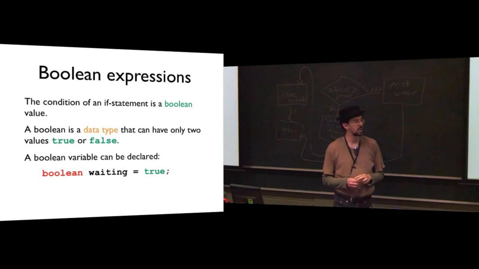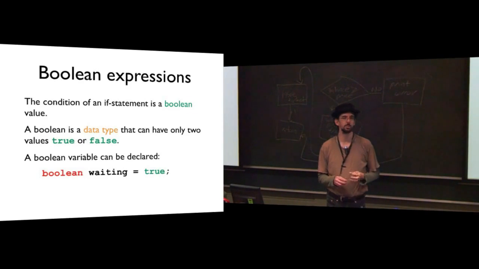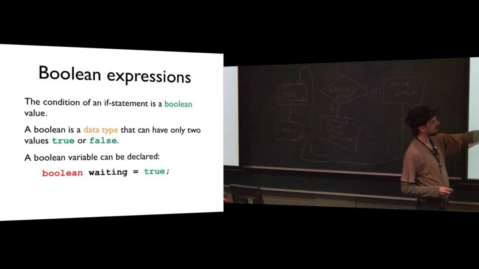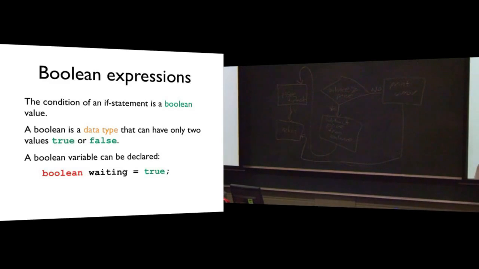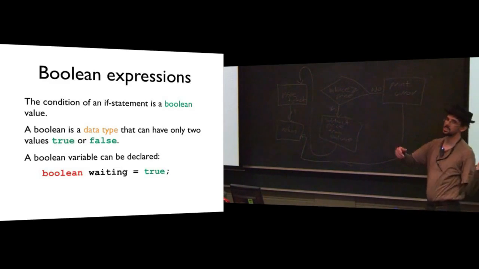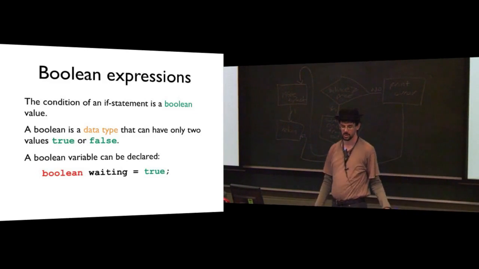And so we can create a Boolean variable in the same way as we can create any other variable, by giving it the type Boolean, a name, and then initializing it. In this case, we initialized it to true. We could just as easily initialize it to false.